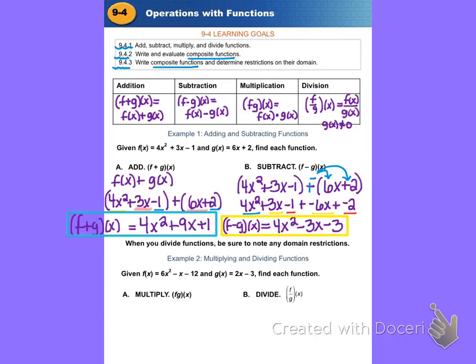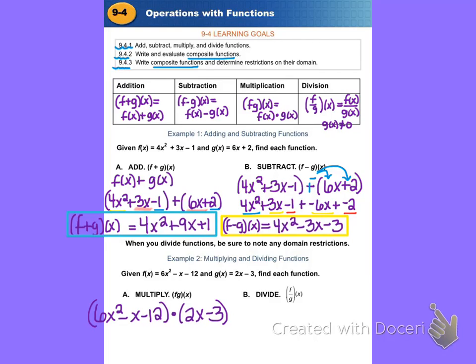So this time we're going to redefine our function. So now we're going to use f of x as 6x squared minus x minus 12 and g of x as 2x minus 3. And this first question asks us to multiply them. So if we wanted to find out what f times g of x was, we'd have to take f of x and multiply it by g of x.